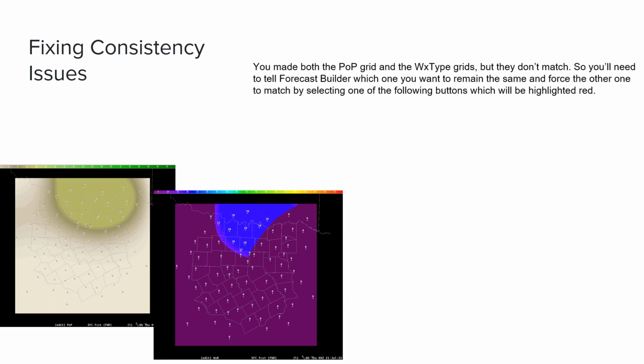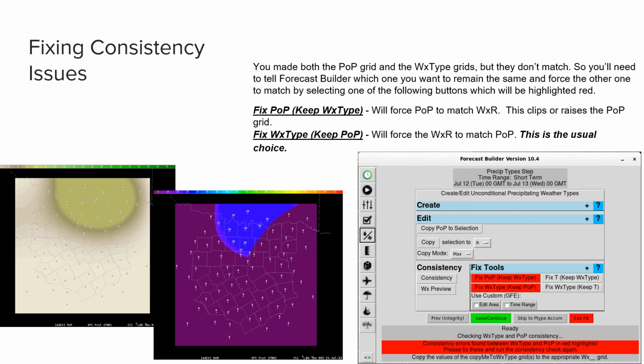From Forecast Builder's perspective, you created both the pop grid and the weather type grid, but they don't match. So it doesn't know which forecast you want more. Is what you put in your pop grids correct? Or did you change your mind and put something different in your weather type grid? Either way, the buttons you push depend on what you want to keep.